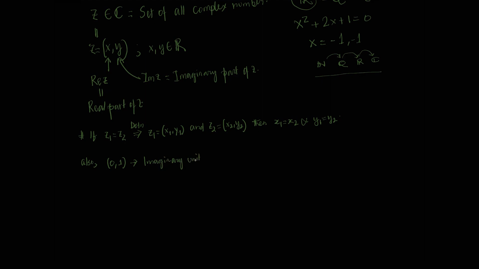And this, we are going to denote. We are going to put a very special notation for this. So we denote I as this (0, 1).